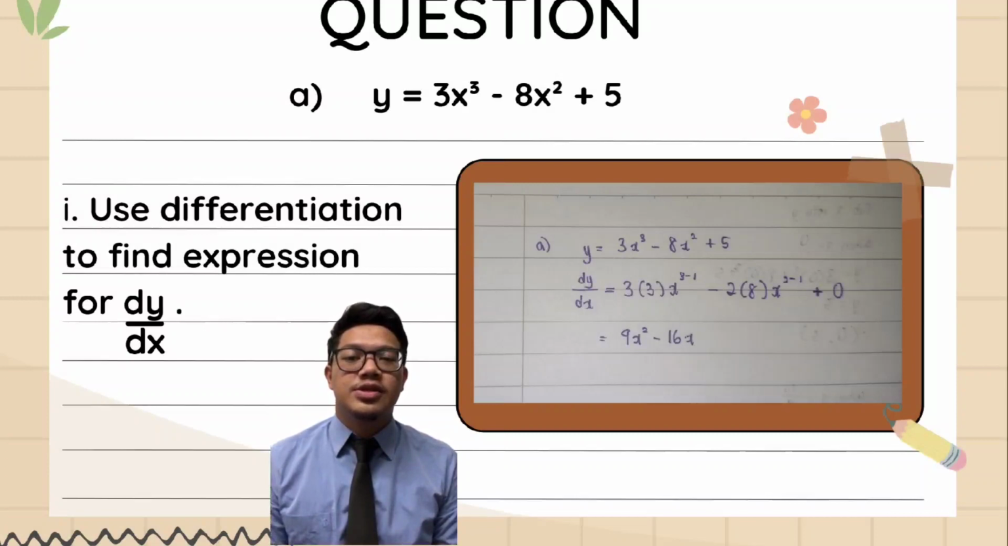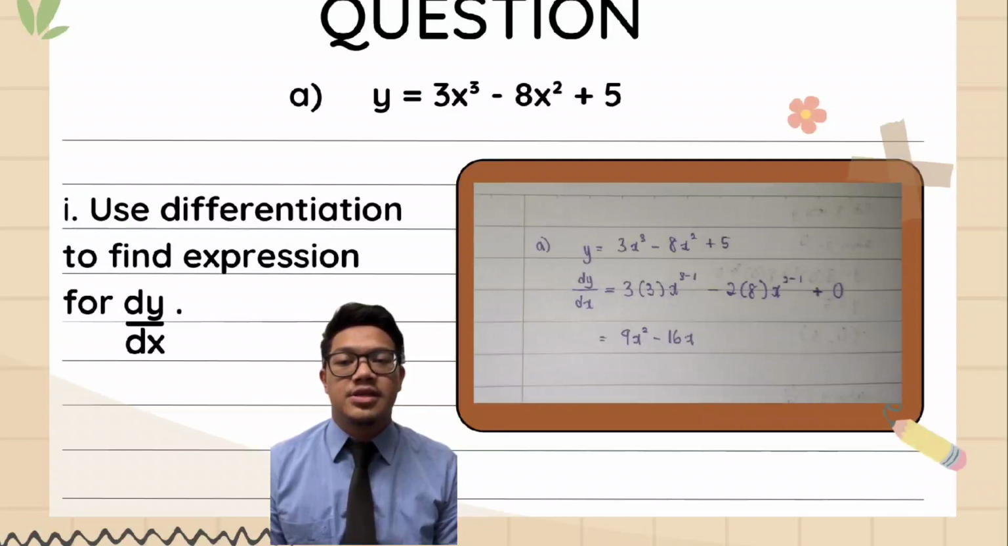The first question that we choose is y equal to 3x cubed minus 8x squared plus 5. Use differentiation to find expression for dy over dx. So how to solve this question? Firstly, we need to bring down the power, which is cubed, to multiply with the whole number and the power needs to minus 1. So we get the derivative of function is 9x squared minus 16x.